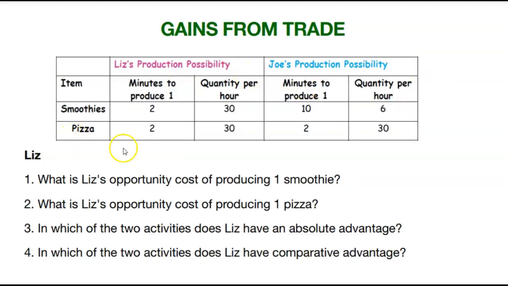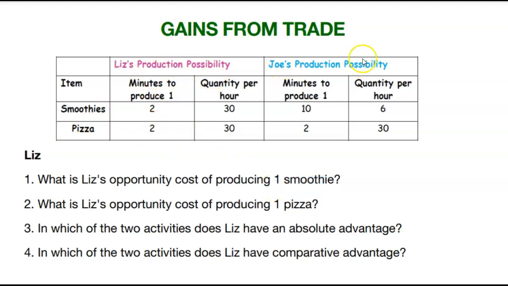First question: what is Liz's opportunity cost of producing one smoothie? So this is a formula: the opportunity cost is the minutes to produce what you're making over the minutes to produce the other. So for one smoothie, how many minutes? It's 2. So you write 2 over, how many minutes for a pizza? It'll take 2. 2 over 2, which is 1. So it'll be 1 pizza.